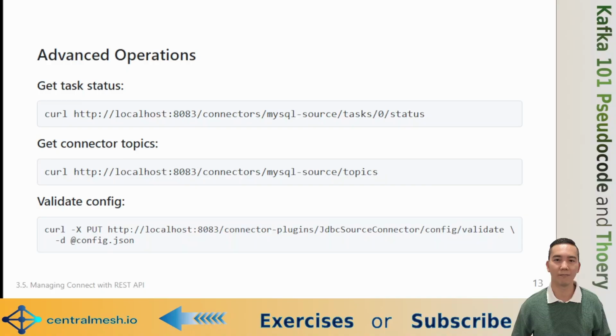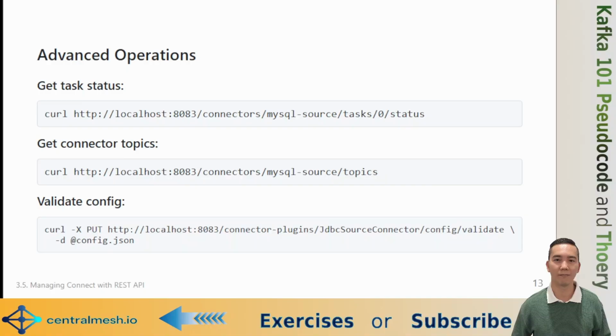Kafka Connect also provides several advanced REST API endpoints. We can retrieve the status of an individual task rather than the entire connector. We can ask which Kafka topics a connector is currently reading from or writing to.